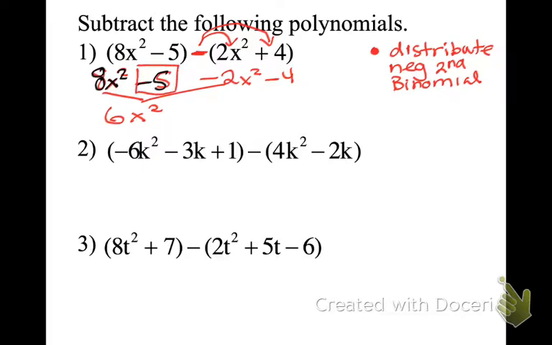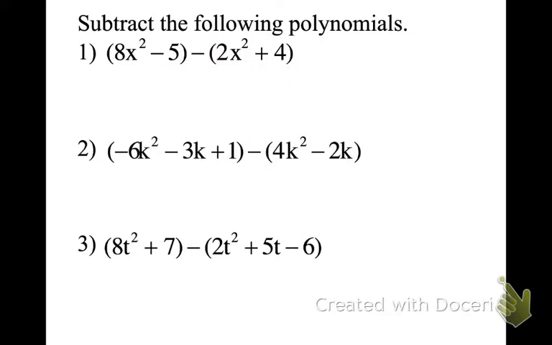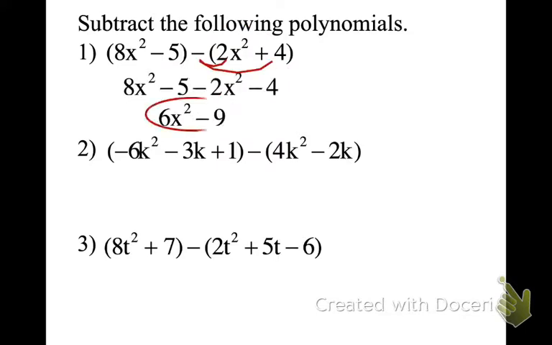Good. This one. We can do a line. We can do a box. And that becomes negative 9, minus 9. And we're done. That's all we do, because a 6x squared will never become a 9. I do not add 9 to it. Am I clear? Okay. Question.